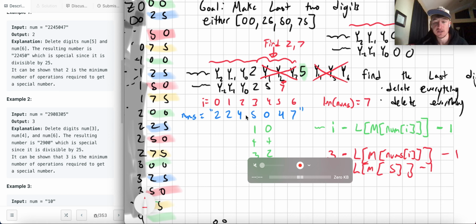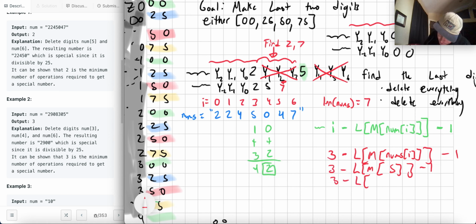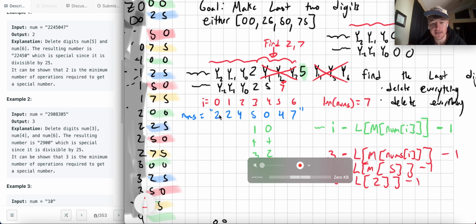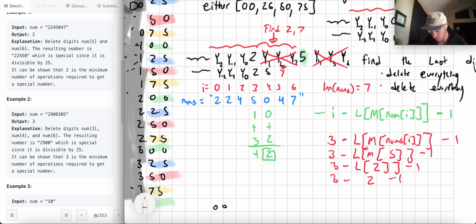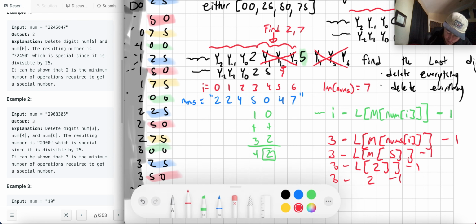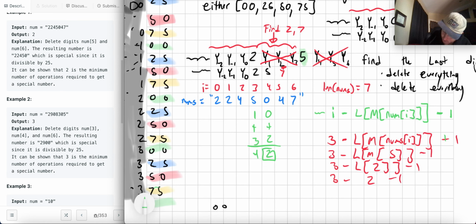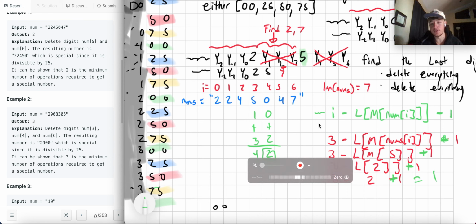Now I know the answer is 2 here, so the match for 5 would be 2. It could be 2 or 7, and we'll capture that. What's the last time I saw a 2? The last time I saw a 2 is at index 0, 1, 2. Okay. And what's 3 minus 2 minus 1? 3 minus 2 is 1, minus 1 is 0. See, that's why you walk through these equations. So this should be plus 1, not minus 1. And that equals 1.